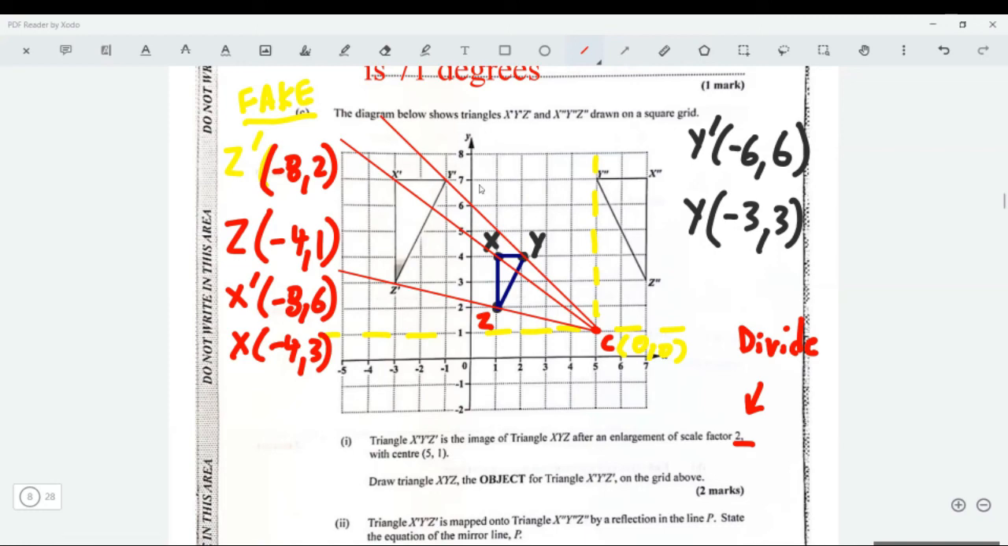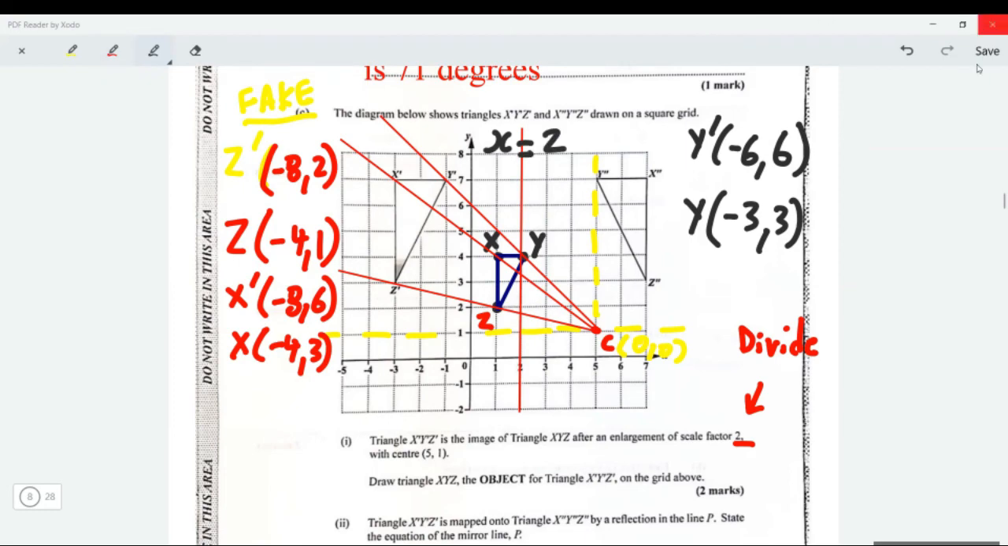If they're 6 units apart, then the mirror line is going to be in between, in the middle at 3 units. So that's 1, 2, 3. This is the middle ground right here. So this is going to be our mirror line. In that case, the mirror line is going to be, looking at it, this looks like x equals 2.